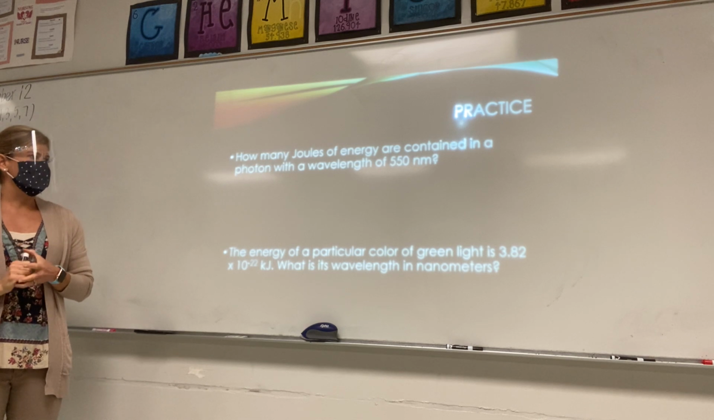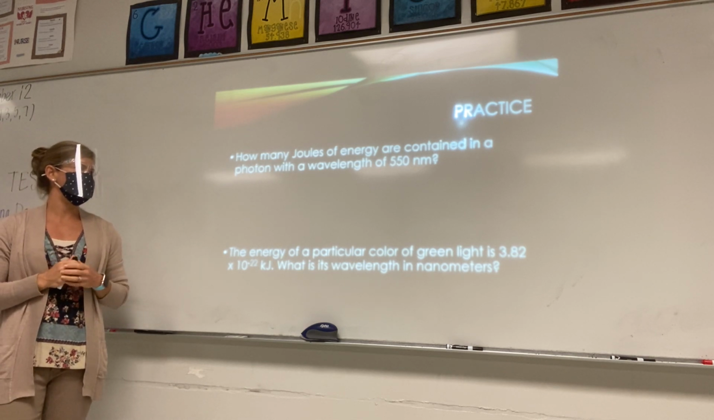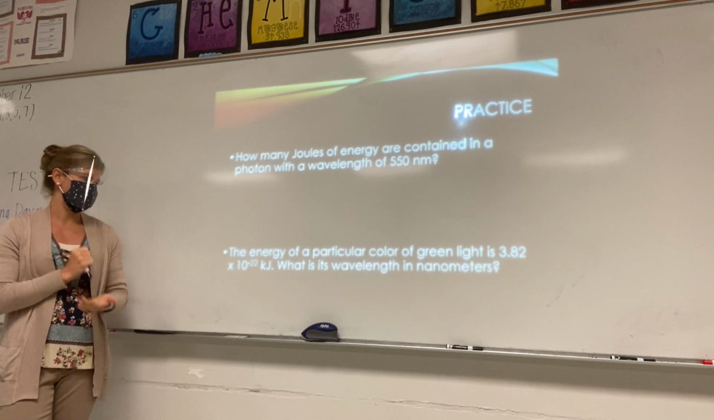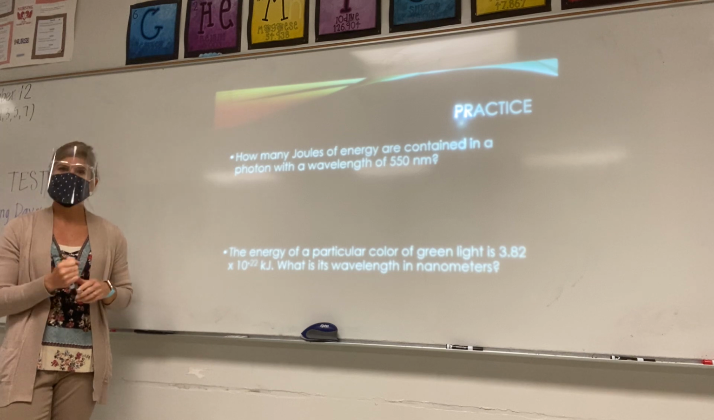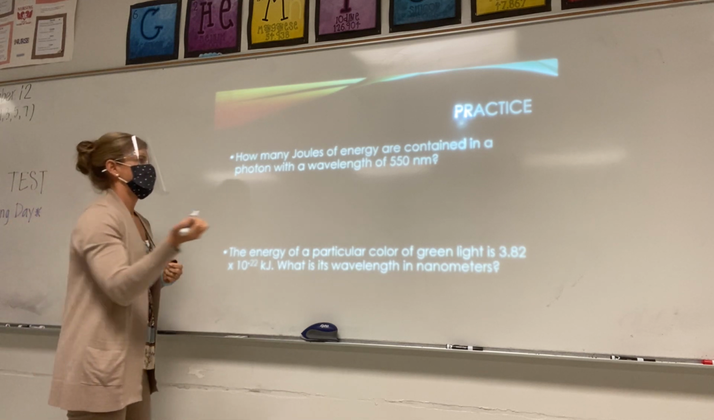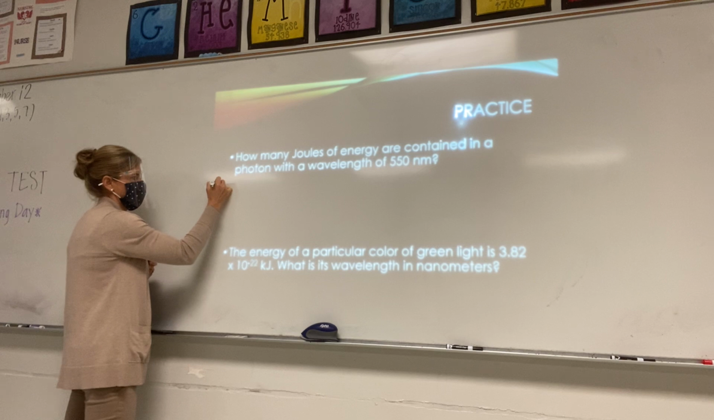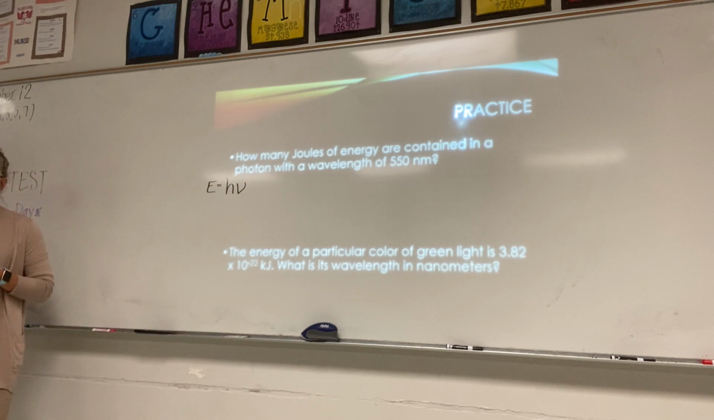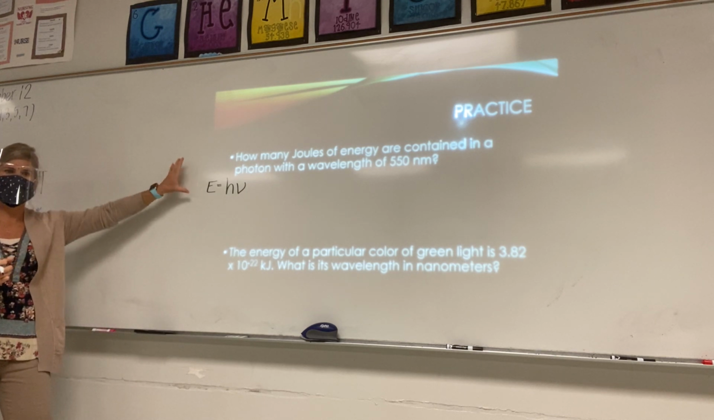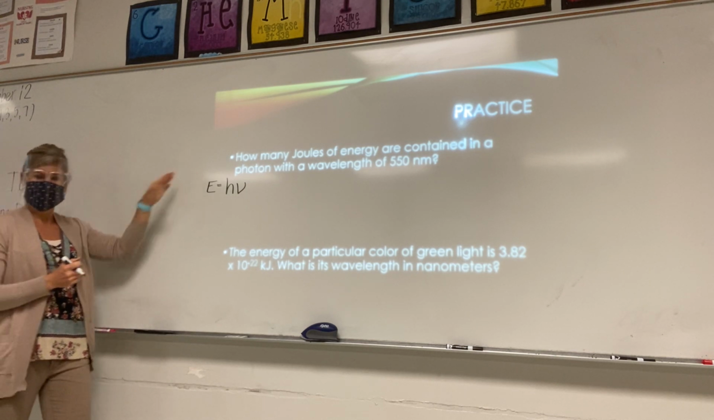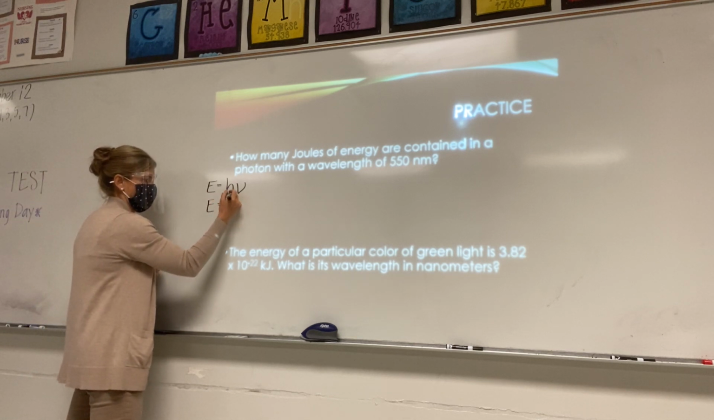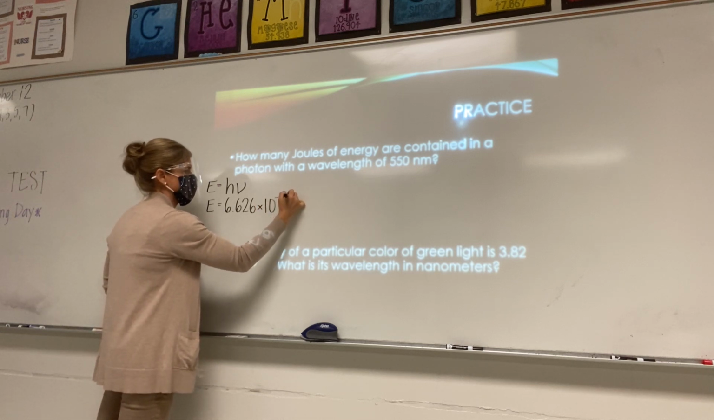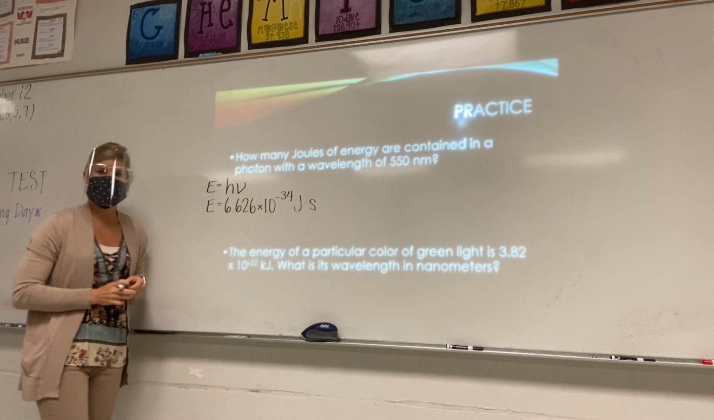All right, how many joules of energy are contained in a photon with a wavelength of 550 nanometers? Okay, here's my formula. I'm calculating energy, E = h times frequency. Right, this is what I'm trying to solve for, energy. So, I know Planck's constant, 6.626 times 10 to the negative 34 joule times second.